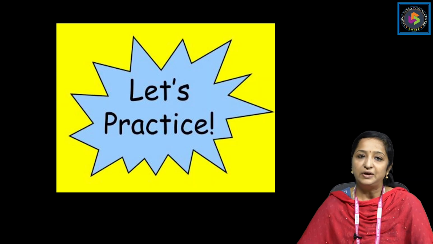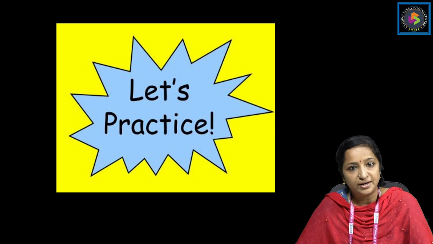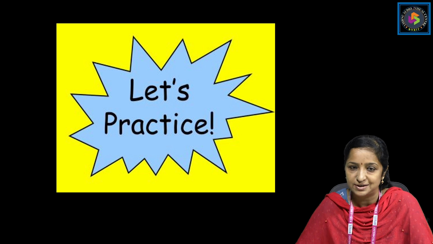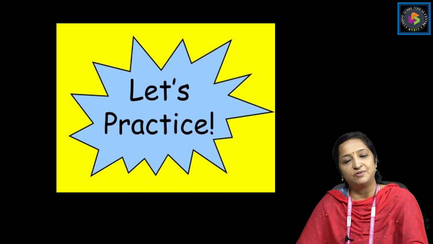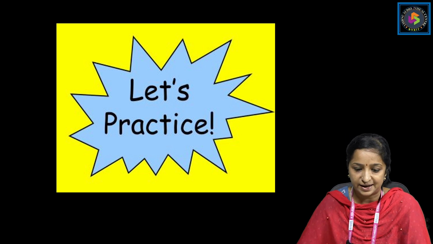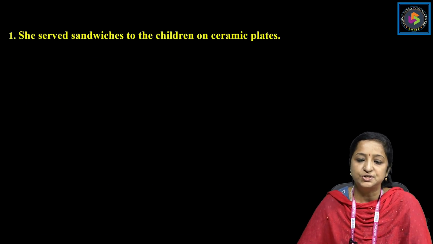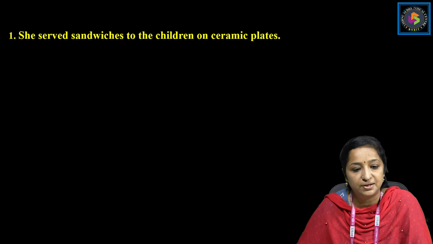Now, here we learnt what modifiers are, what misplaced modifiers are, and what dangling modifiers are. Now, let us practice with five more sentences to get clarity. The first sentence is: she served sandwiches to the children on ceramic plates.